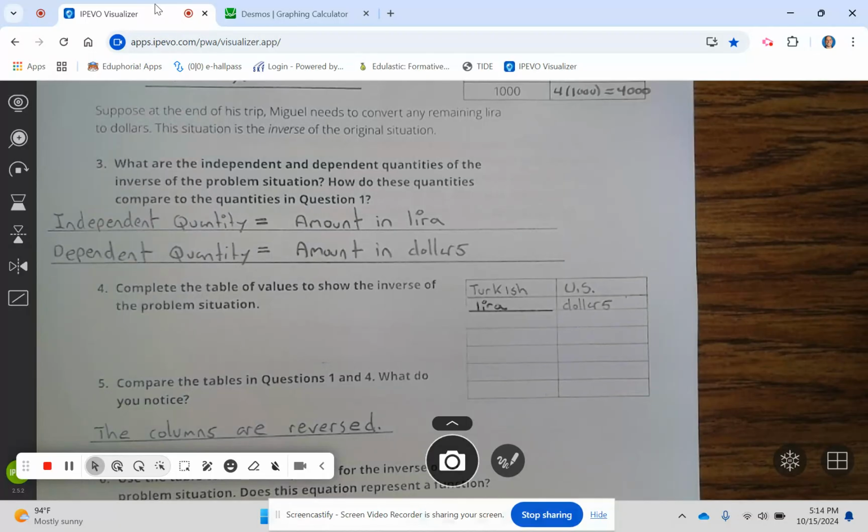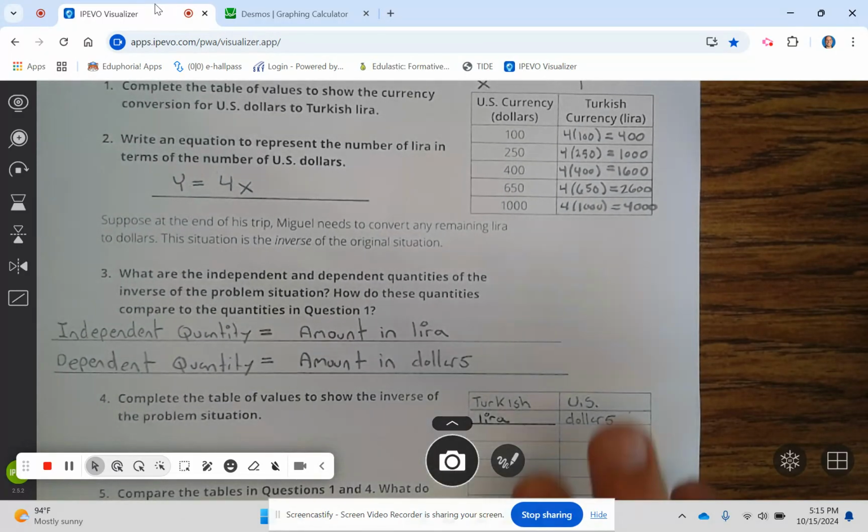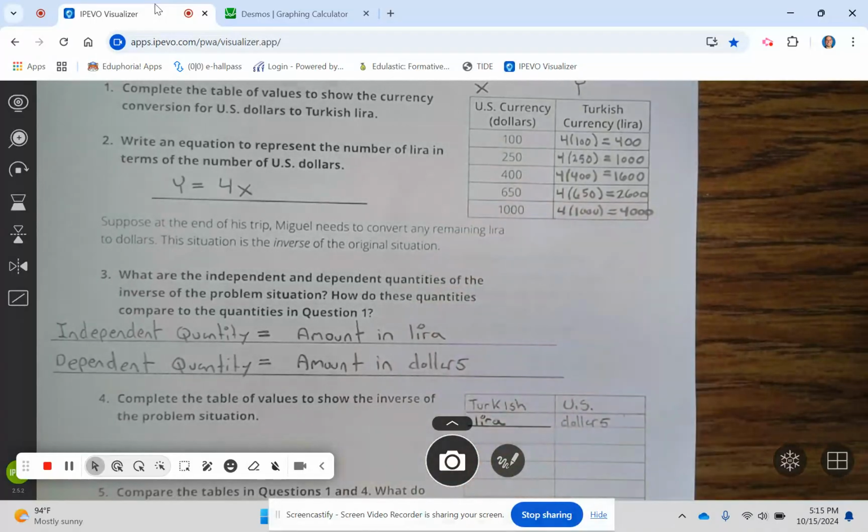Suppose at the end of the trip, Miguel needs to convert any remaining lira to dollars. This situation is the inverse of the original situation. 3. What are the independent and dependent quantities of the inverse of the problem situation? How do these quantities compare to the quantities in question 1? The independent quantity is the amount of lira, and the dependent quantity is the amount in dollars. So basically, when you do the inverse, they switch. Okay?